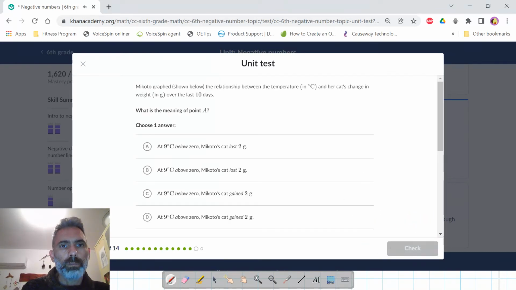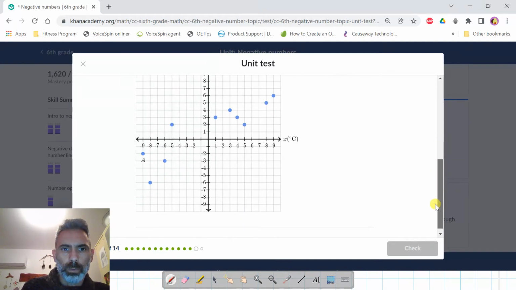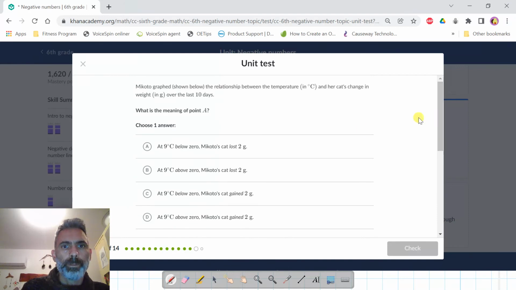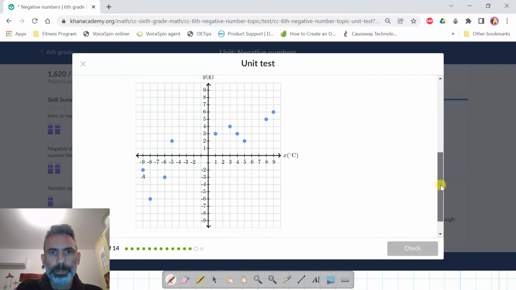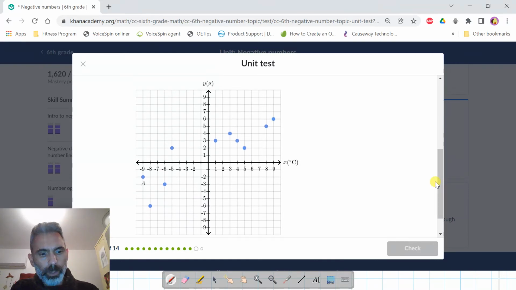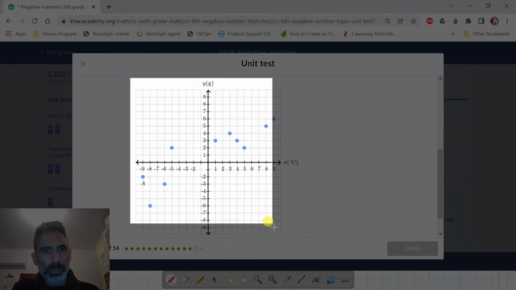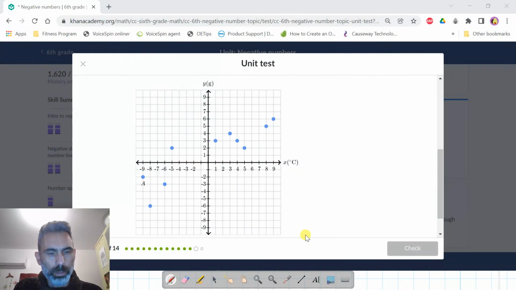Okay, Mikoto's graph shown below shows the relationship between the temperature in degrees Celsius and her cat's change in weight in grams over the last 10 days. So let's copy the coordinate plane to the board.